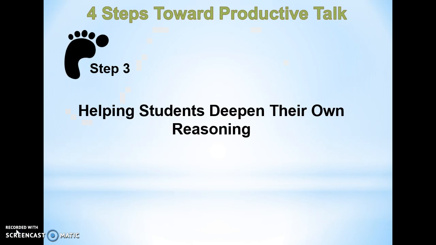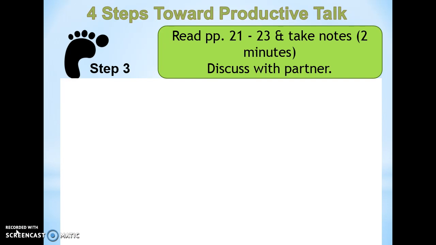Okay, we're going to move on to step 3 of classroom discussions, helping students deepen their own reasoning. So once they can share their own thoughts and then engage and actively listen to a classmate, you want them to go deeper with their own reasoning. And so this is what step 3 is about. This starts on page 21 and it stops on page 23. So this is a short section. Read and take notes as you see fit, ask questions, write those down in the margins, and go ahead and pause and do that now, and then we'll come back.